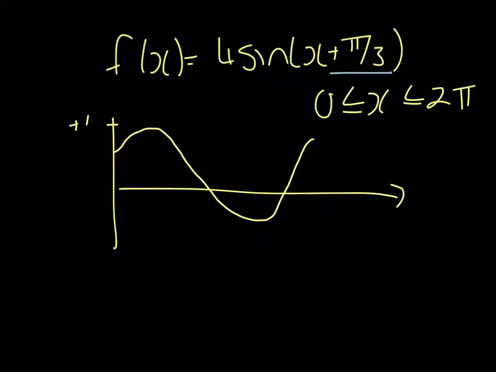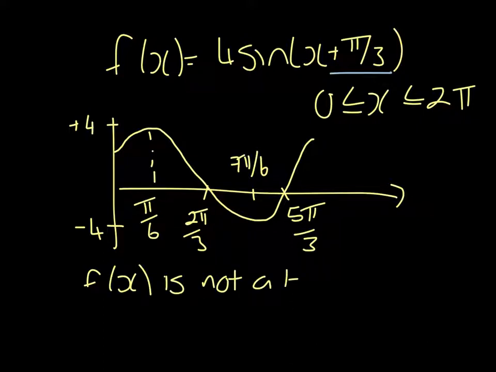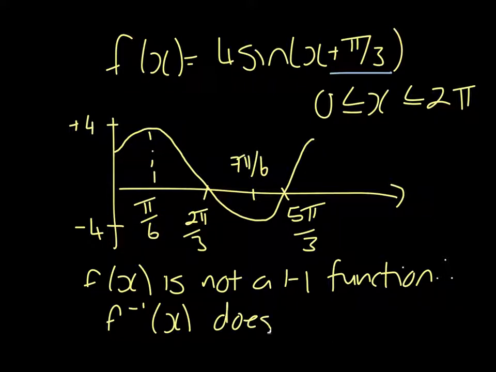We go between plus 4 and minus 4, and our key points are at pi over 6, 2 pi over 3, 7 pi over 6, and 5 pi over 3. We can say that f of x is not a one-to-one function. Therefore, f to the minus 1 of x does not exist.